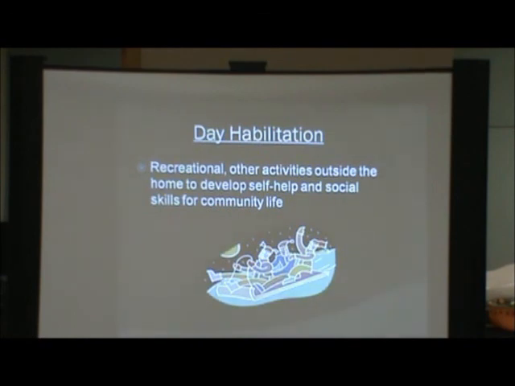Rehabilitation. Rehabilitation is a great service. I think this happens out of the home, can be recreational or otherwise, and basically the individual develops self-help and social skills out in the community. So this can be anything. For rehabilitation, there would be goals set as well. With the waiver and the plan of care, there's usually measurable goals set so that you can see how things are moving along.